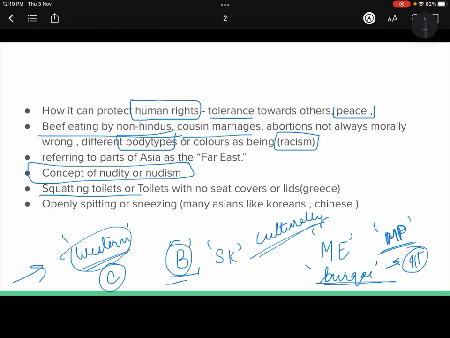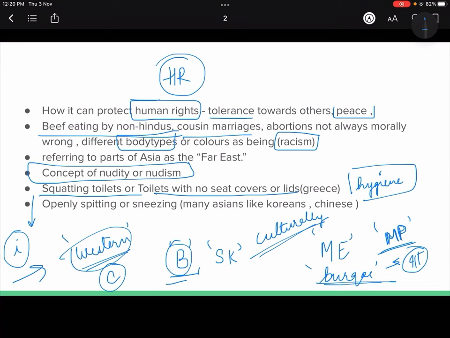Then squatting toilets or toilets with no covers or lids. This can be a hygiene shock for somebody who comes from a Western culture, because they might not have those squatting toilets. Again, attaching an inferior value to it, saying that squatting toilets are not superior, or that it is not Western ideology, that is wrong. You cannot say that, okay? So these are certain examples you can put, that cultural relativism builds tolerance, it builds harmony and peace among cultures. You can understand other people from their perspective, okay? And these are certain examples that you can quote.